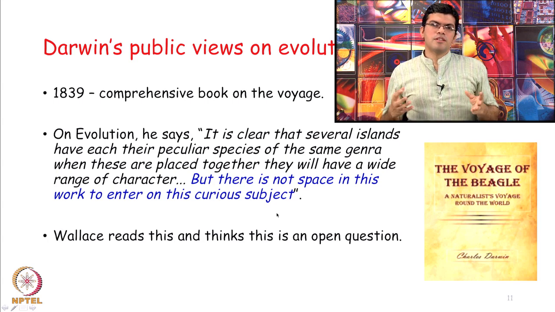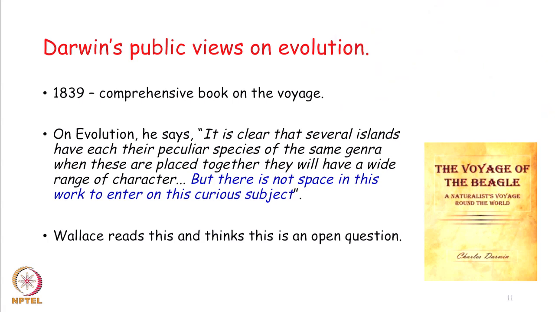Of course, Darwin is sidestepping the question associated with evolution. This book was published 3 years after his journey, in 1839, and Wallace might have read this book and thought to himself that evolution of species is an open question, and it was that open question that drove him to the Amazon in the 1840s, where he spent 4 years collecting samples along with Henry Bates.